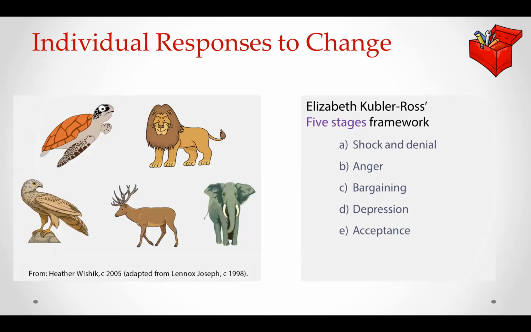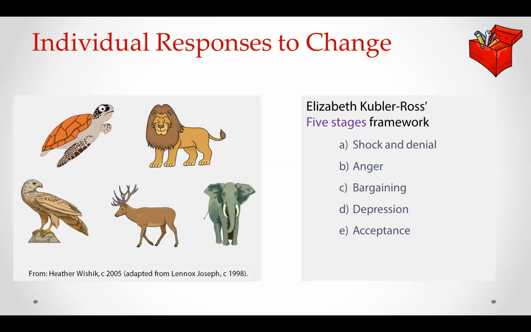We also looked at individual responses. If you recall, 2 weeks ago and even last week, we talked about the different ways in which people can respond to change. We spent quite a bit of time looking at the Vishik framework of the turtle, the lion, the hawk, the deer, and the elephant. And I'd also mentioned that you can use this as an inspiration to add your own animals that might better capture some features or some aspects of how people respond to change.